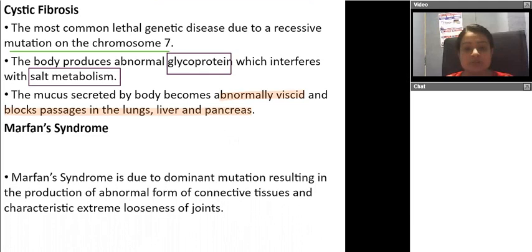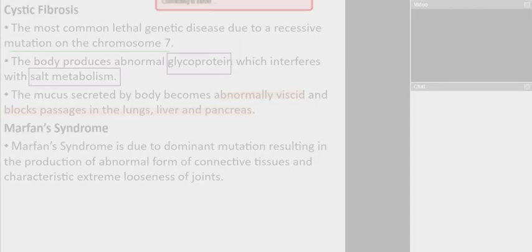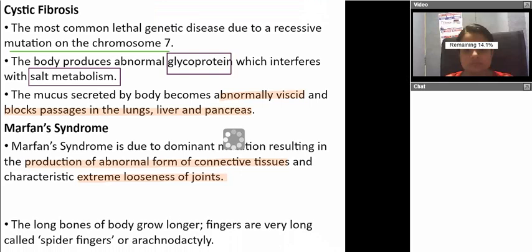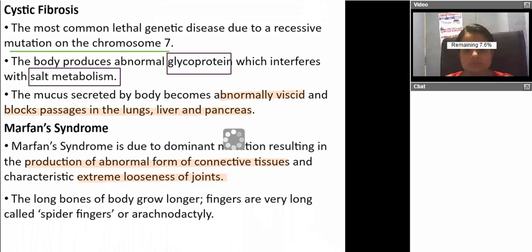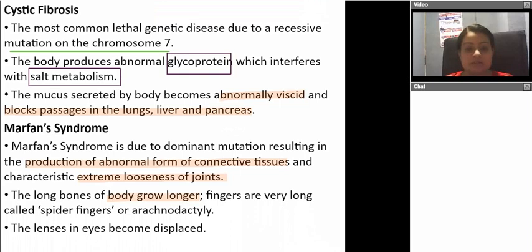This is due to dominant mutation resulting in the production of abnormal protein. The long bones of the body grow longer in this disease, and the fingers are known as spider fingers or arachnodactyly because of their increased length.